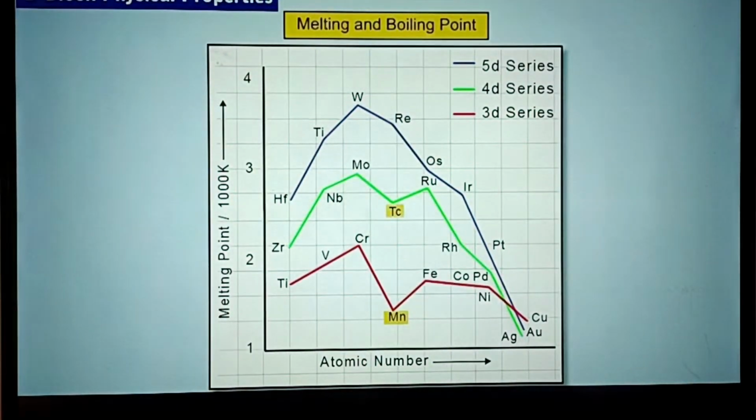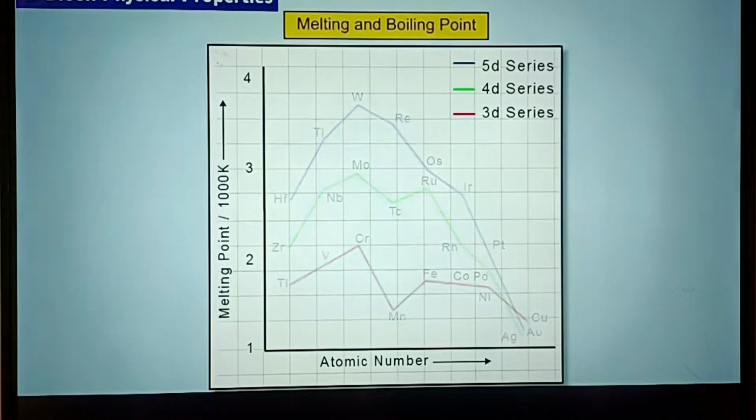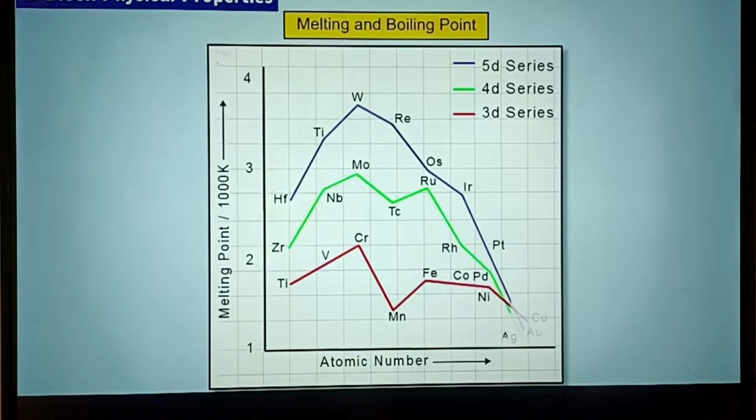Let us now look at the melting and boiling point of elements. The melting and boiling points of the transitional elements are generally high. The melting points of 3D, 4D, and 5D transition metals are depicted in the figure here. As you can see in any series, with the exception of anomalous values of manganese and technetium, the melting points first increase to a maximum at d5 configuration and then gradually decrease towards the end of the period.